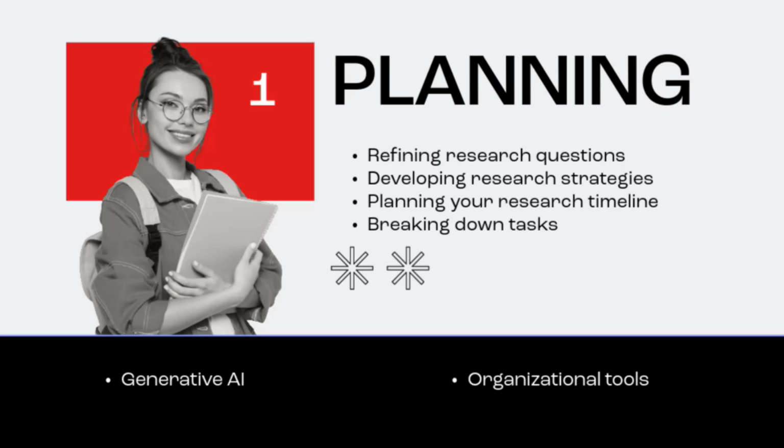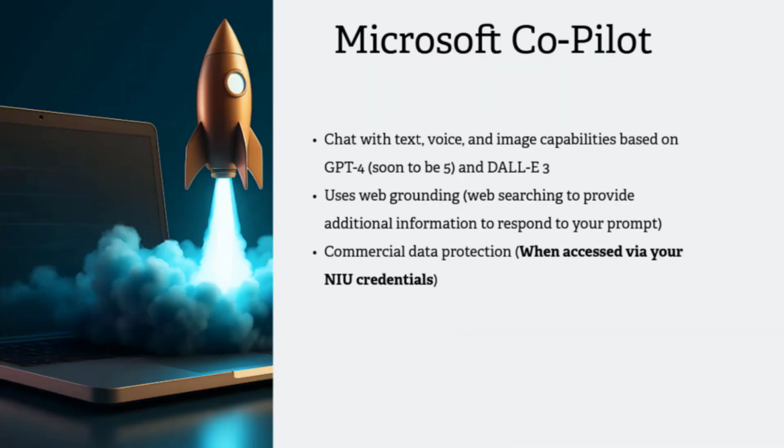So some of that executive functioning stuff related to the research process can be really useful for something like generative AI. Two of the tools that I'm going to talk about are Microsoft Copilot and Goblin tools. The reason that I am introducing Microsoft Copilot is that our institution subscribes to it. It has commercial data protection when you access it via your NIU credentials. So that's the reason that I'm choosing that over something like ChatGPT.